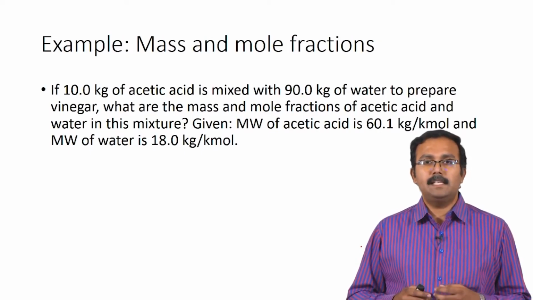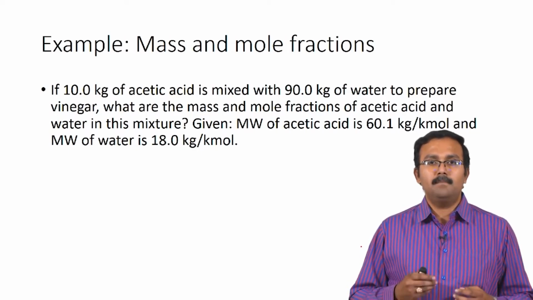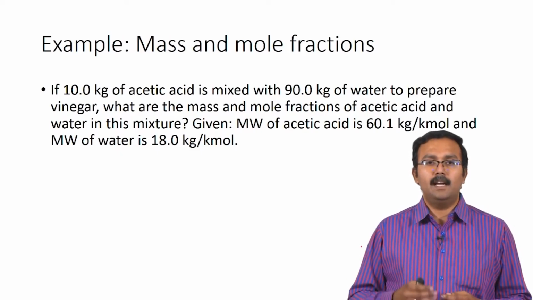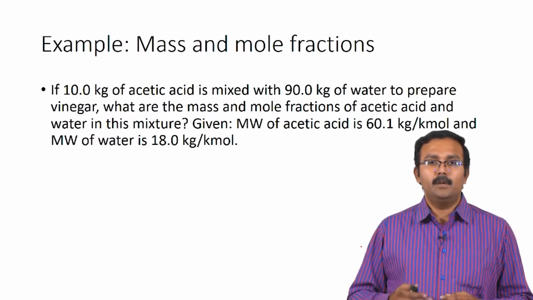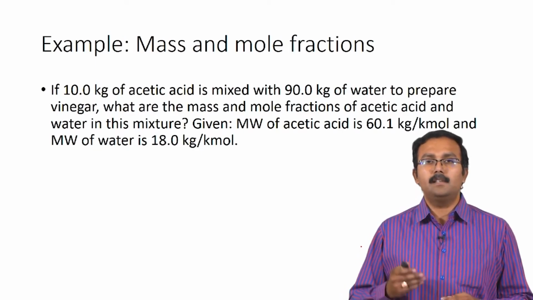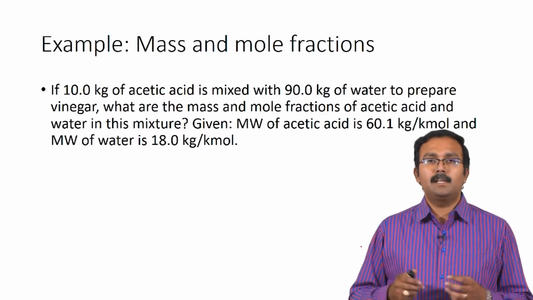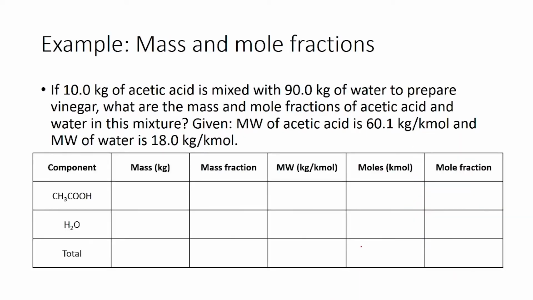If 10 kilograms of acetic acid is mixed with 90 kilograms of water to prepare vinegar, what are the mass and mole fractions of acetic acid and water in this mixture? You are given that molecular weight of acetic acid is 60.1 kilograms per kilomole and molecular weight of water is 18 kilograms per kilomole. To make our calculations easier, we will construct this table. The first column contains the components and the second column gives us the information on the masses which have been provided to us, and based on these masses we can then calculate the mass fraction.